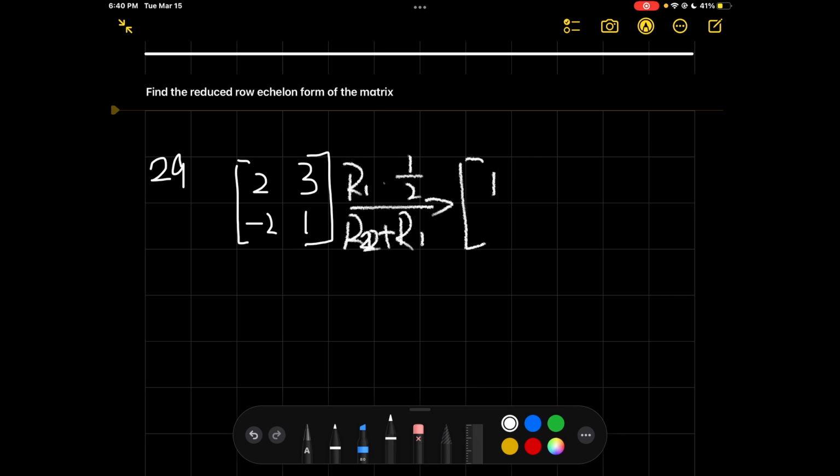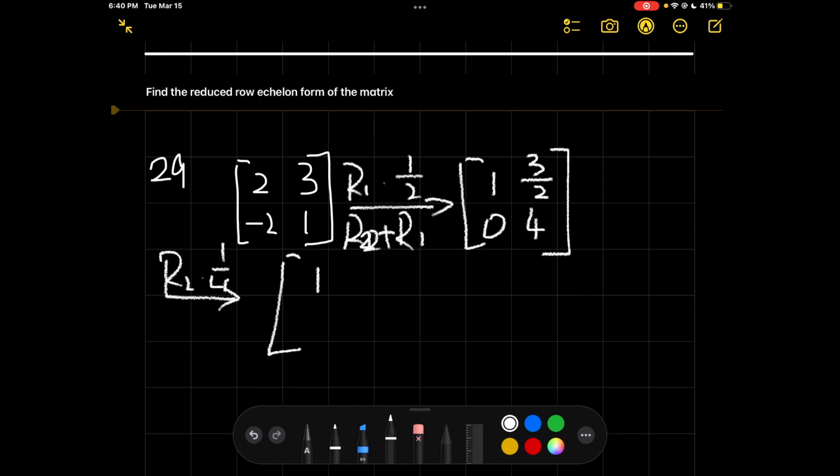So we have 1, and 3 times half is 3 halves. And row 1 plus row 2, we have 0 and 4. And also now we try to find the leading 1 for the second row. We can do row 2 times 1/4. So we will get 1, 3 over 2, 0, 1. And now we need to knock out this one to be 0.